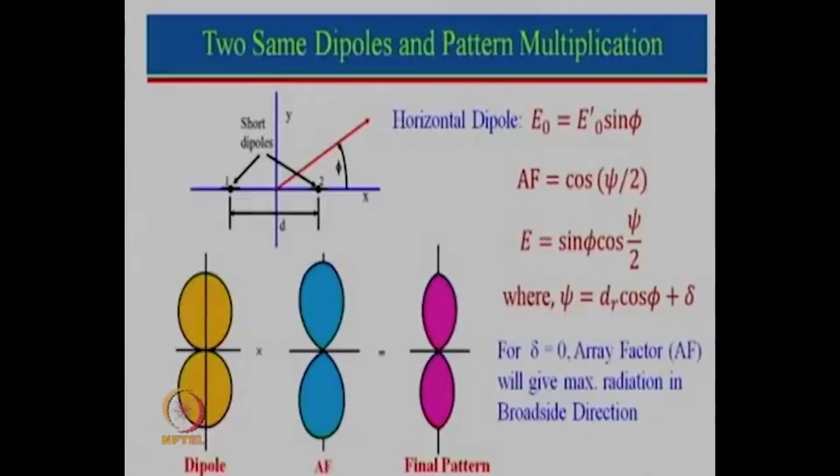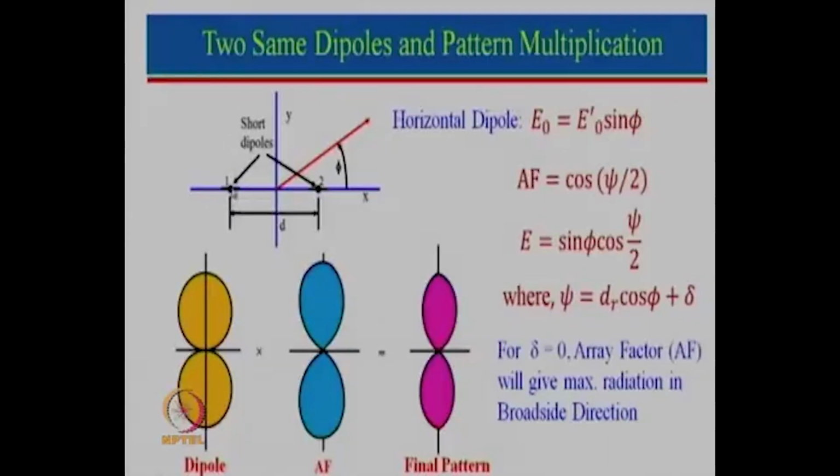So now let us take a real example where, instead of isotropic elements, we have taken two same short dipoles, and these are kept in the horizontal direction, and they are fed with equal amplitude and equal phase. That is what same means. So we have two same antennas, kept horizontal, with the dipole in the horizontal direction. So where will be the beam maxima? Beam maxima will be in the perpendicular direction.